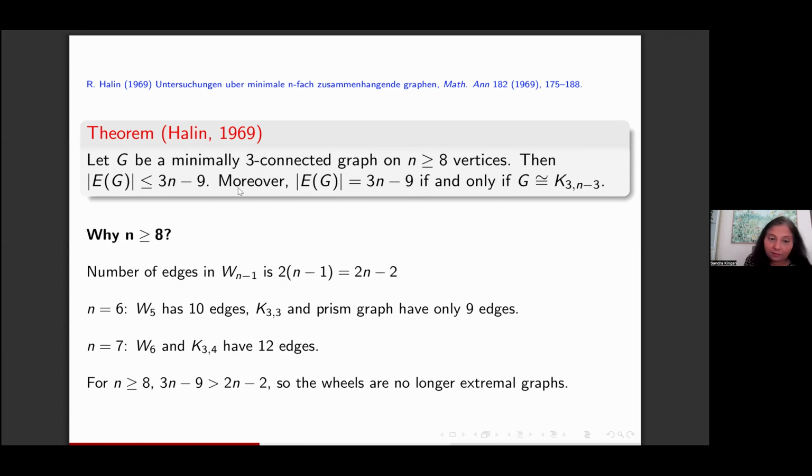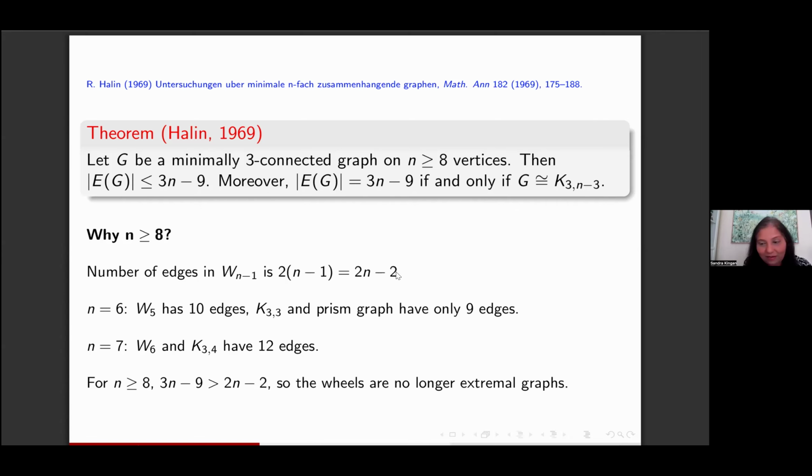So if I can work out the structure theorems for 4-connected, then I could generalize, or attempt to generalize, the higher connected result. But as of yet, we don't have good structure results for 4-connected graphs. And if E of G is 3n minus 9, then the extremal one is K3,n-3. And just a little thing: why are we starting with n greater than or equal to 8, in case you're wondering? Well, the wheels get in the way.